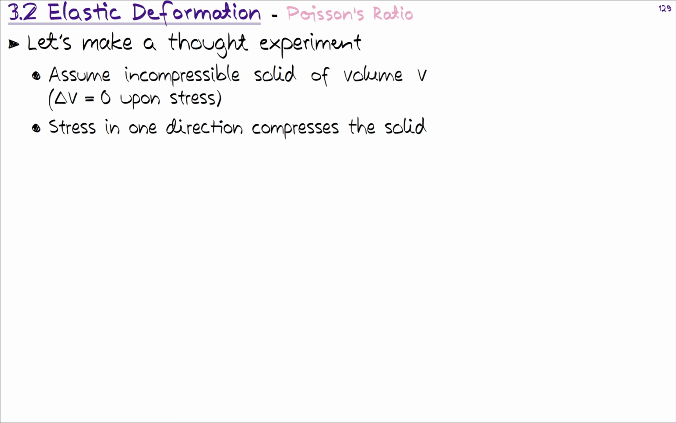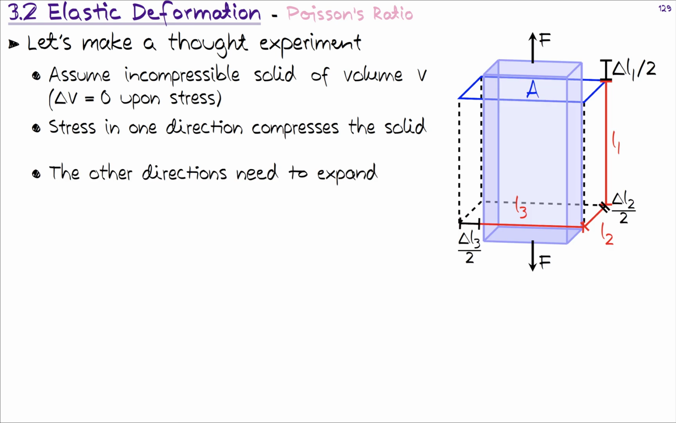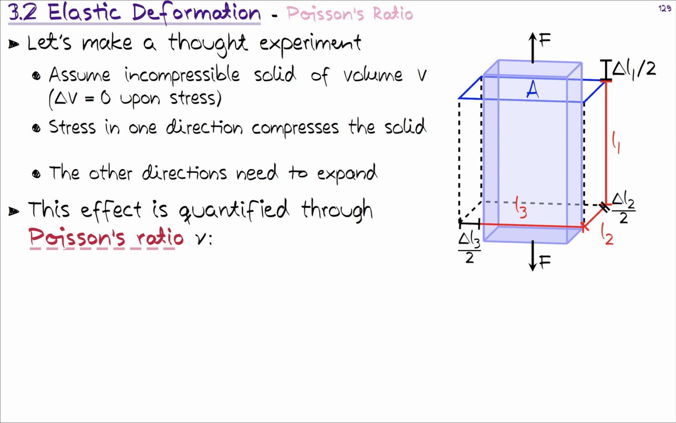Stress, we assume that it will be applied in one direction, and then it will compress the solid in that direction. And then what will happen is that the other directions need to expand, or vice versa, as in the picture. So we apply a tensile stress, and this will elongate the solid, and then these other directions will need to be getting shorter. And this effect that seems very intuitive, we quantify how strong it is via Poisson's ratio nu.